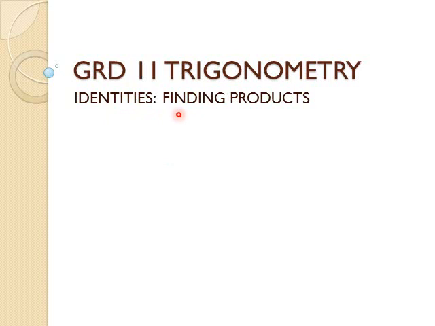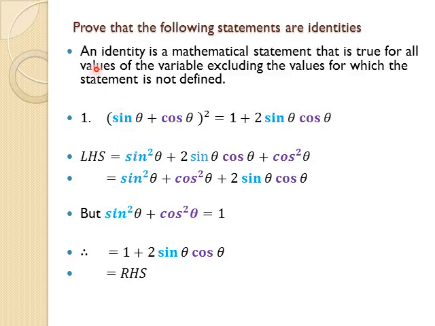We're going to do them as variations. In this one, we'll just look at finding products. Now, in short, an identity is simply a mathematical statement that is true for all values of the variable, excluding the values for which the statement is not defined, dividing by 0, etc. So in short, explained in simple English, we have to make the left-hand side look like the right-hand side.